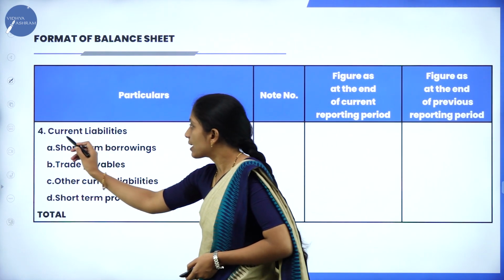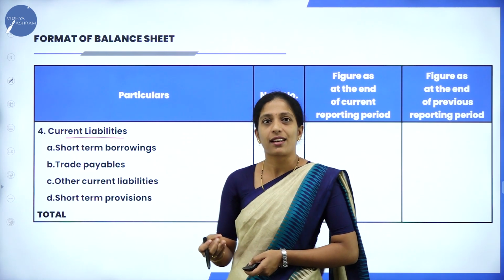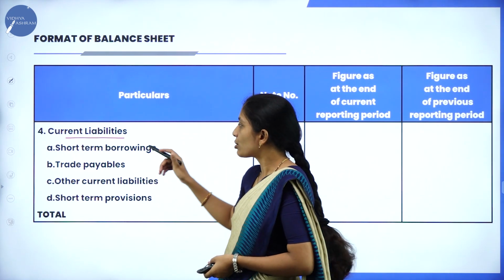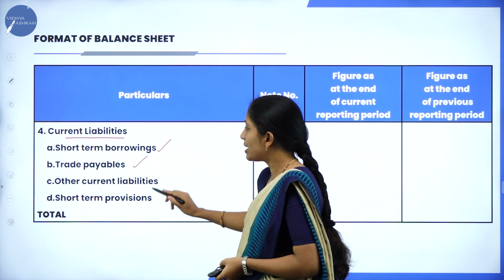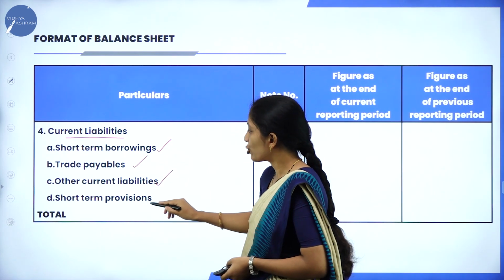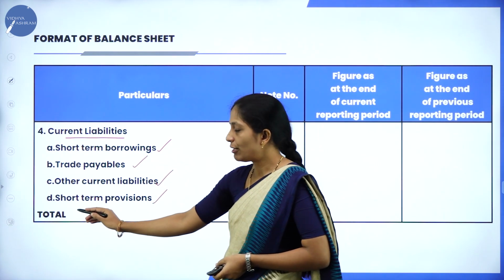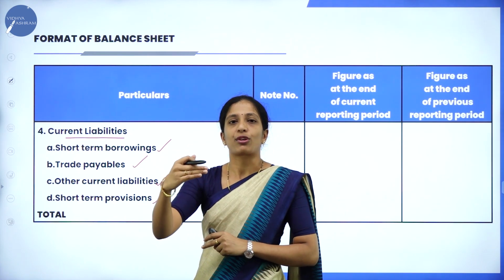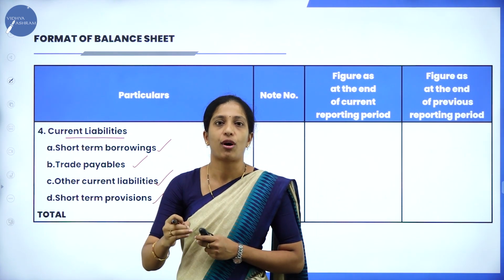And the fourth one is current liabilities. Current liability in the sense it is for short term. So short-term borrowings, trade payables, other current liabilities, short-term provisions. Then you will total. So this is the part of liabilities. It should be in the same format only.